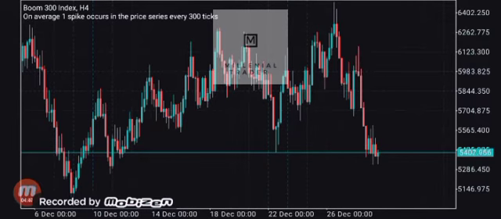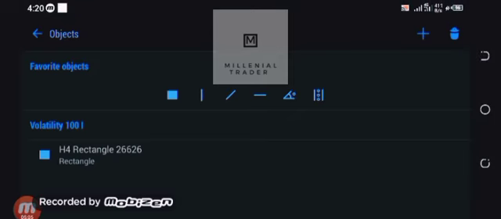My support and my resistance. Okay, since we have that at the back of our mind, the next thing you need to do is identify those key areas. So I'm going to make use of some tools on my MT5.